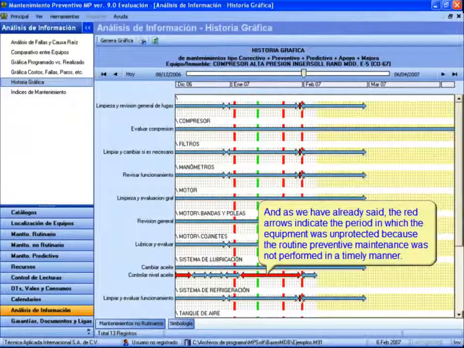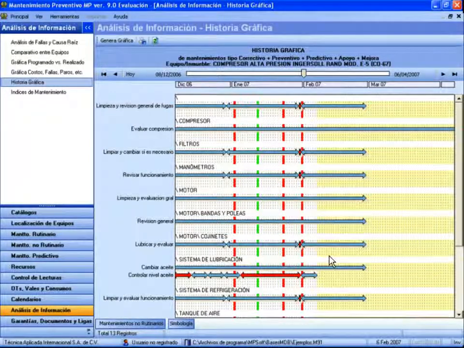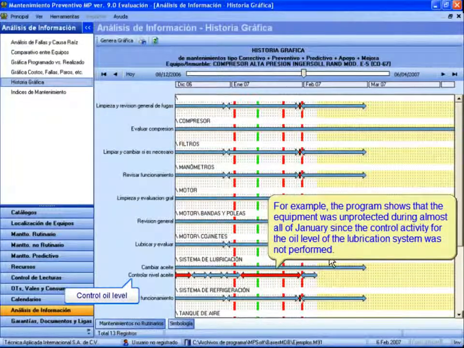And as we have already said, the red arrows indicate the period in which the equipment was unprotected because the routine preventive maintenance was not performed in a timely manner. For example, the program shows that the equipment was unprotected during almost all of January since the control activity for the oil level of the lubrication system was not performed.